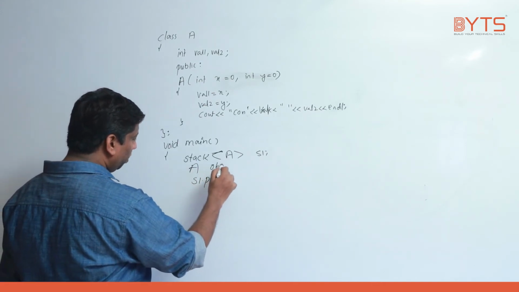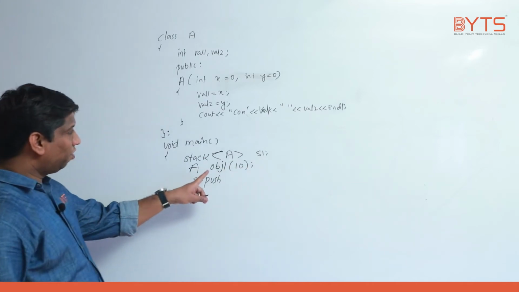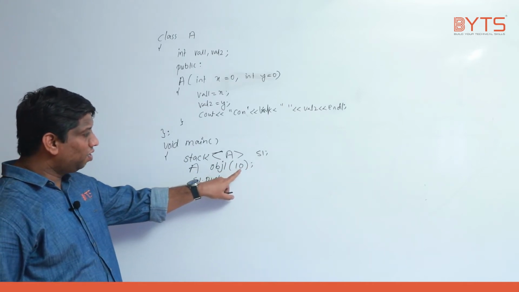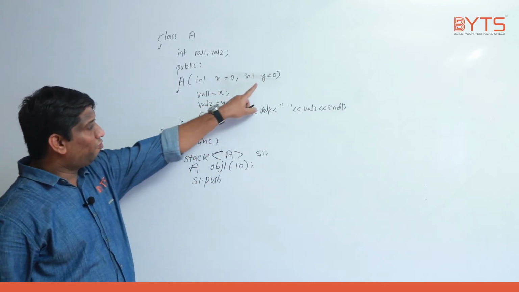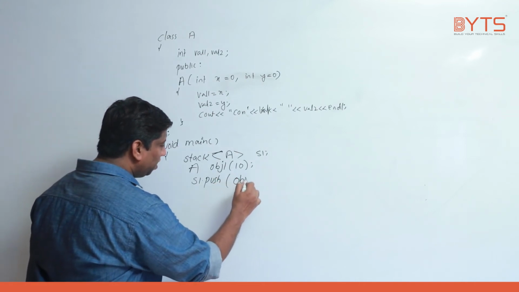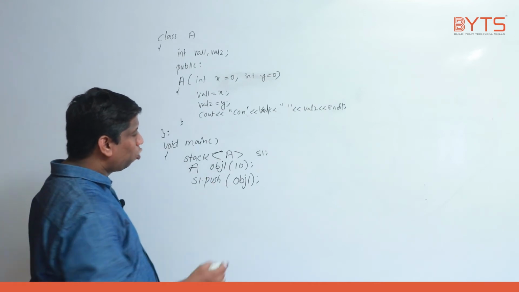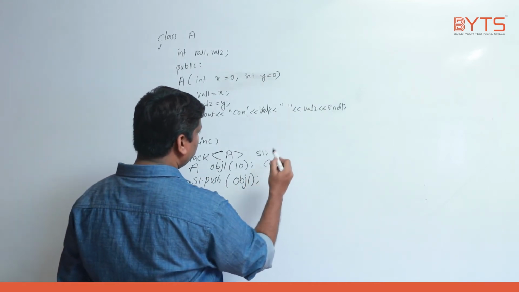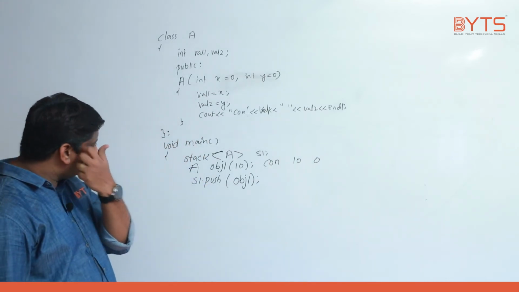obj1 of 10. Listen carefully. obj1 of 10 means obj1 object is created. We are passing one argument. So what is the value of x? 10. And what is the value of y? 0, right? Now what I need to do? I need to push obj1. So whenever you write obj1 of 10, what is the output you got here? Constructor followed by 10 and 0 you got.